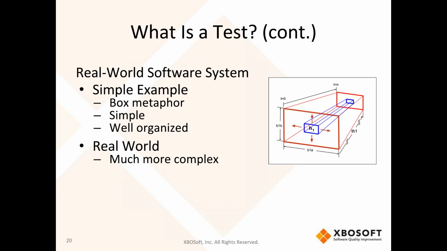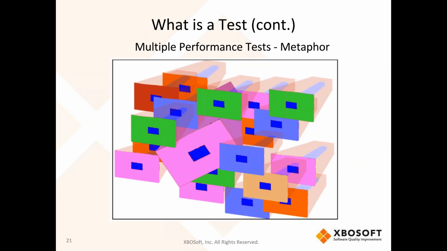So getting back to my metaphor, my simple box metaphor, it's simple, it's well organized. But the real world is much more complex. So this is an extension of the metaphor where it shows that there are many processes that can be taking place. Now you can look at this as multiple tests, but even if no tests are taking place, it could be multiple processes that exist within a given application and that are taking place potentially simultaneously.